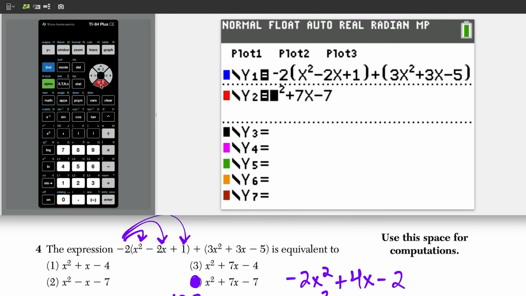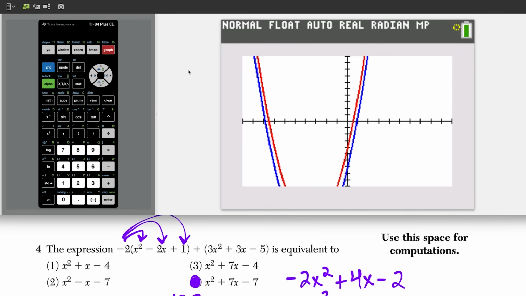If I type in one of the wrong answers, like let's say I type in choice 3, and instead of x squared plus 7x minus 7, I put a minus 4, notice now when I graph the wrong answer, these two graphs do not completely overlap. So that would tell us 3 is not correct. So this is just a nice alternate approach. You could also just do this algebraically and then check your answer the way I just did. But either way, choice 4 is going to be our answer.